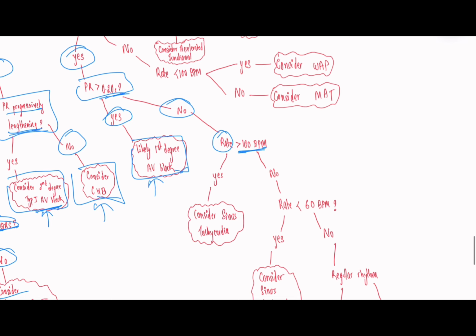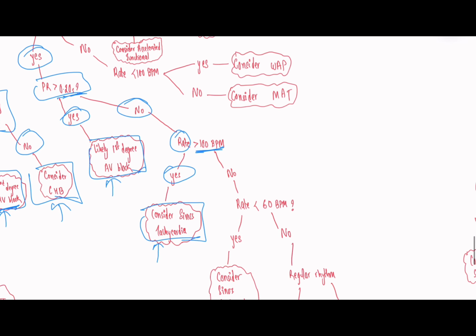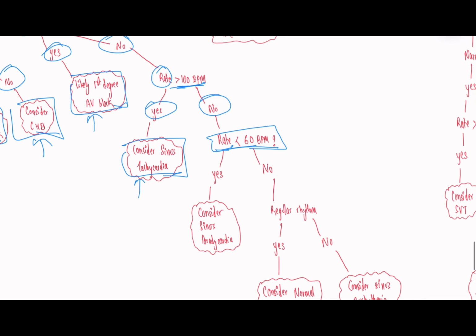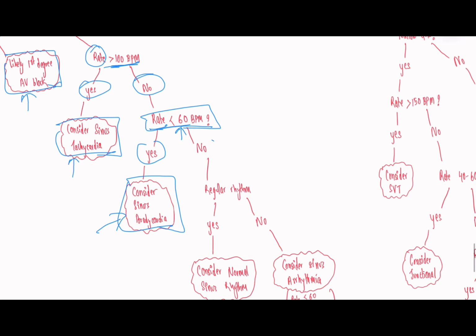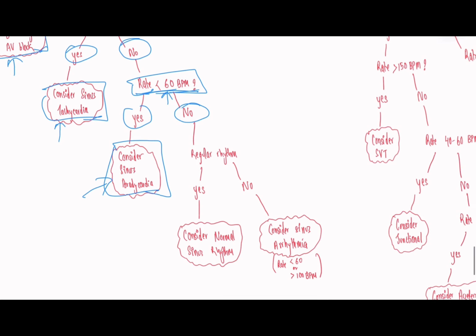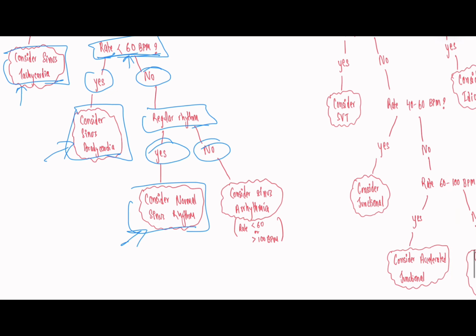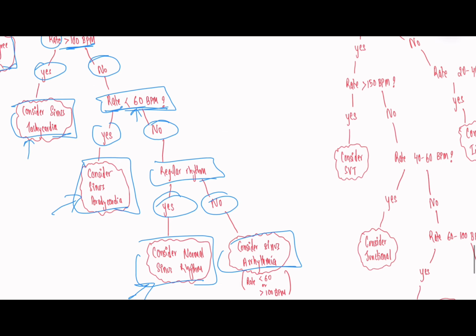If the rate is more than 100, then we call it sinus tachycardia. If the rate is not more than 100, then we should check the rate again. If it is less than 60, then we consider it sinus bradycardia. If it is not less than 60, then we check whether the rhythm is regular. If the rhythm is regular, we call it sinus rhythm. If it is not regular, we call it sinus arrhythmia.